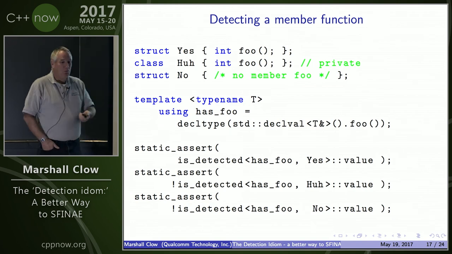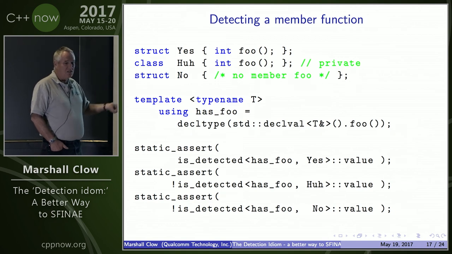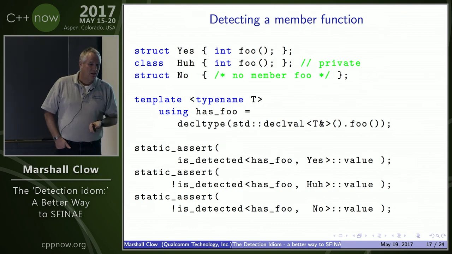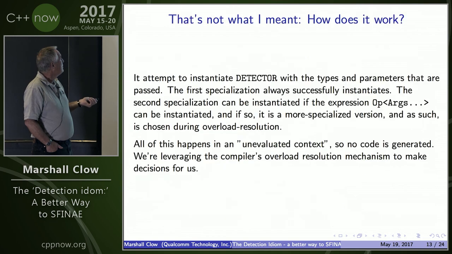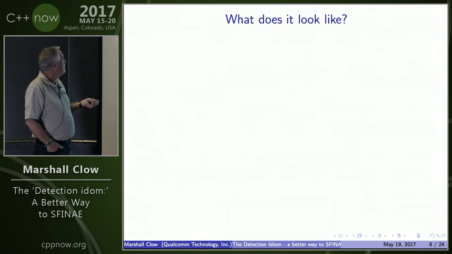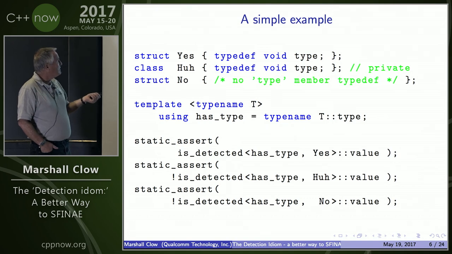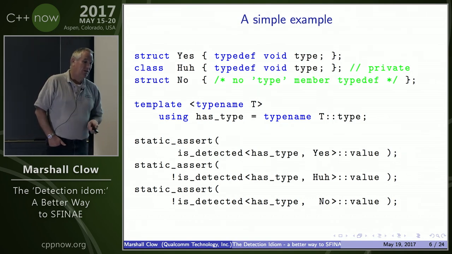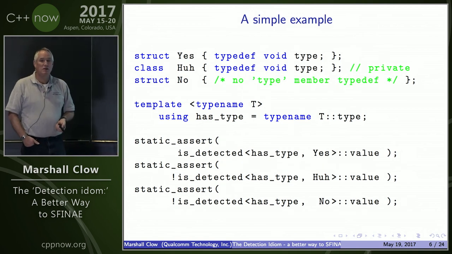But the point is that it's not really testing whether this has a member function. It's testing whether this has a member function that you could call if you had one of these. Again, with the member type, my first example: does it have a typedef that you can use? If it's private, it doesn't really matter because you can't use it.